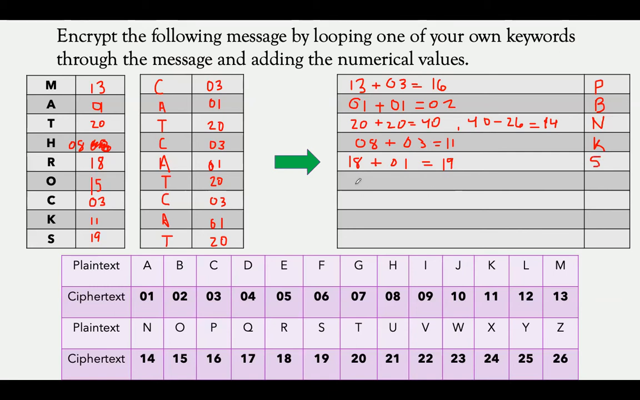All right. Next one. Then after S, we would have 15 plus 20, and that would be 35. We'd have to subtract it by 26, and you would get 0, 9. So that would be an I. You got 0, 9? Yes, ma'am. And I. So far, so good. Okay, I trust you. Then after it, it'd be C plus C, so 0, 3 plus 0, 3, which is 0, 6, so that'd be an F.